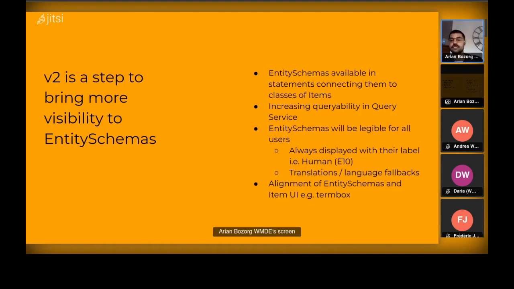We're also trying to make entity schemas more legible for all users. Before, they were shown by their EID, so E10, and now they're always displayed by their label. So E10 will now show up as human E10. This will also adapt to have translations and language fallbacks to make them findable in your language. And we'll also be aligning EntitySchemas and the item UI through the term box to make it functionally easier for people to use and navigate.